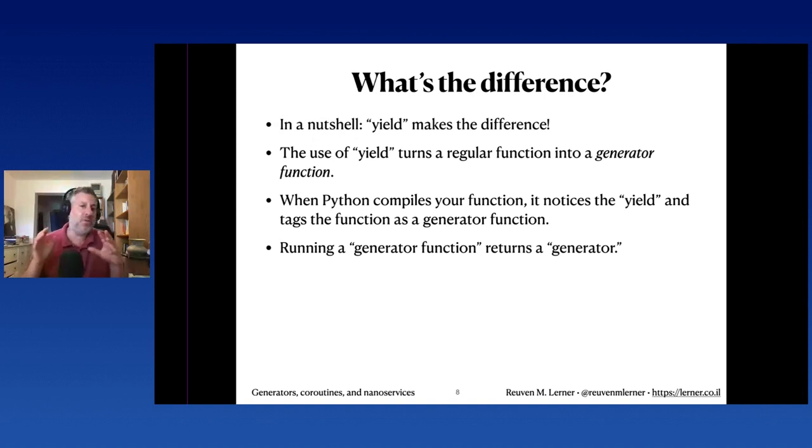The fact that we use yield in our function body turns our function from a regular old function into what's called a generator function. And by the way, many, many people call these functions generators. They're not really generators, but a lot of people call them that. We really should call them generator functions. And so when Python compiles your function, it notices the yield in there and says, wait, we're going to tag this function as a generator function. And so when you run the function it no longer runs the code. Rather, it returns a generator object. And we're going to come back to what those are and how those are important in just a moment.